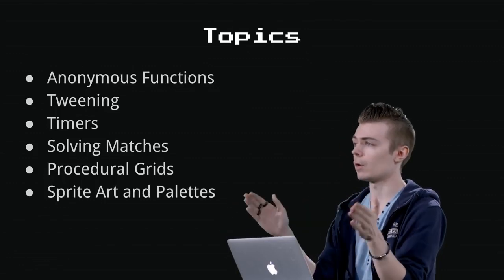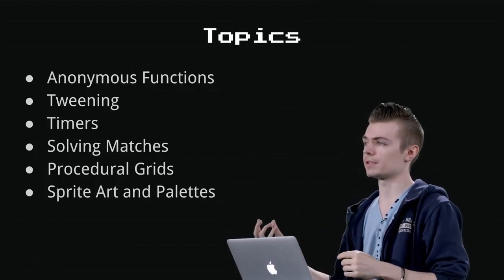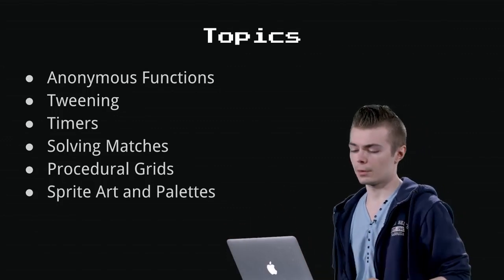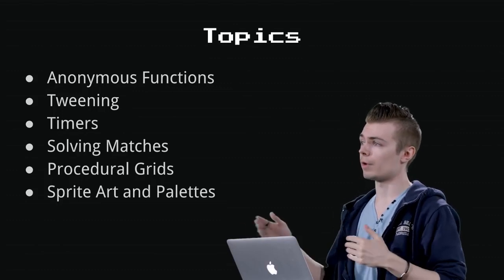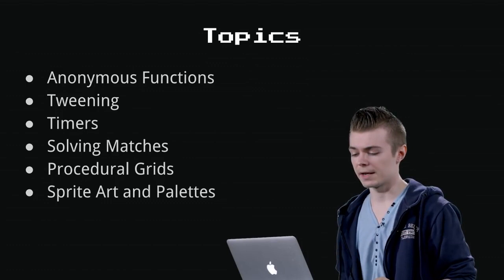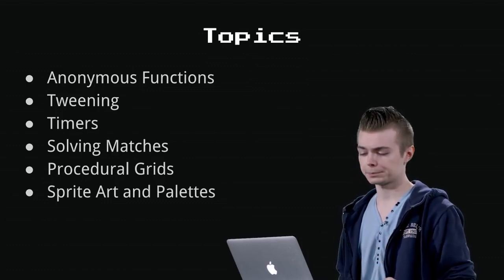Tweening, which means just taking one thing and interpolating its value between two values, from one to a destination value over time, which is a very important thing in games. You can do things like move objects. We can also tween their opacity, just asynchronous behavior and asynchronous variable manipulation.